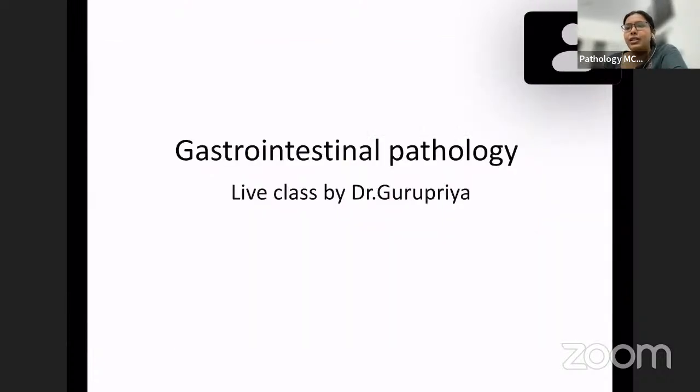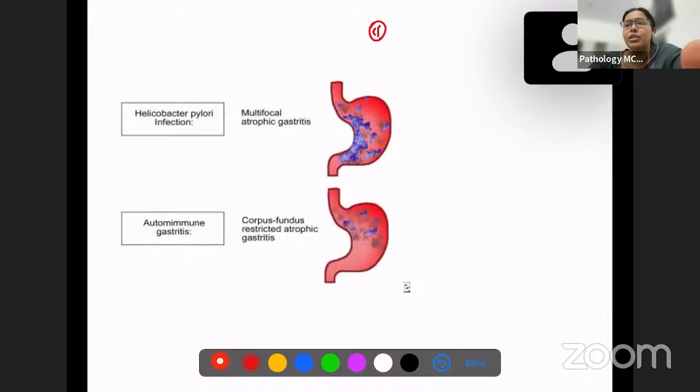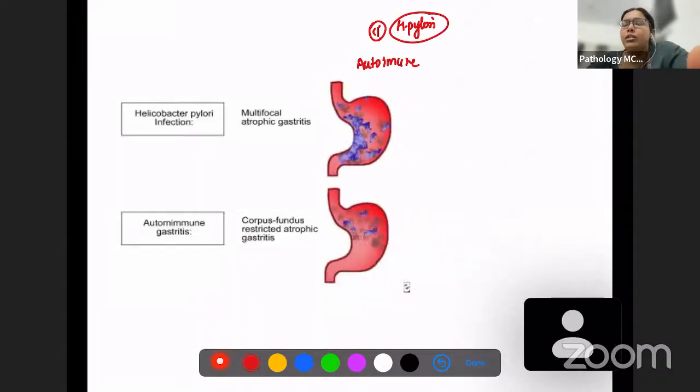So this class is gastrointestinal pathology. We're going to first discuss the types of gastritis. The two important types of gastritis which you have to know are Helicobacter pylori gastritis and autoimmune gastritis. The most important difference between them is that Helicobacter pylori gastritis is antral predominant gastritis.